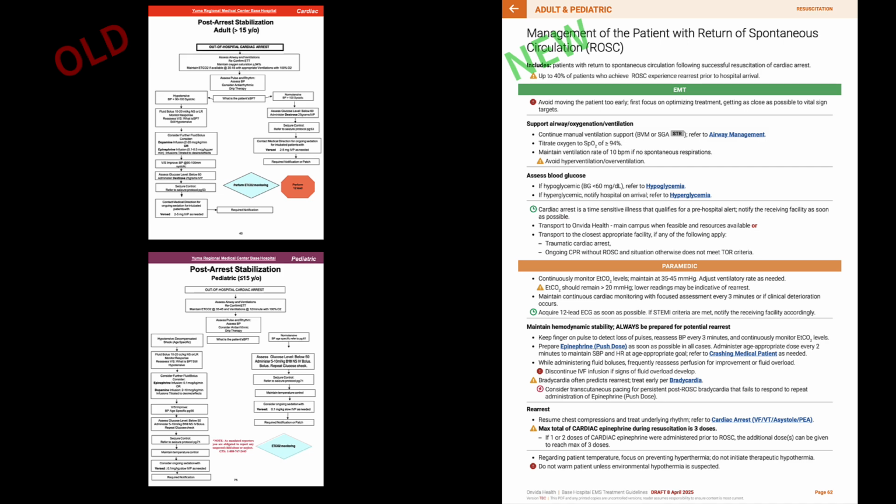One specific item that has been removed from this new version is any mention of antiarrhythmic infusions. We won't be using those anymore. Stick with the amiodarone bolus dosing we discussed on the cardiac arrest page.